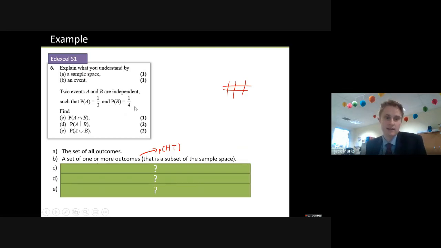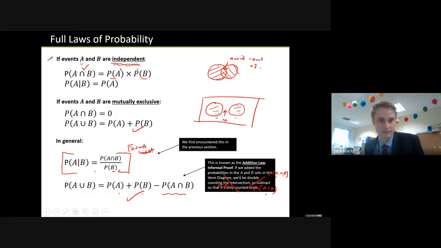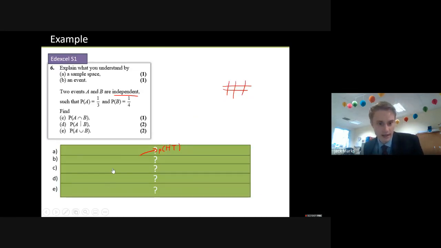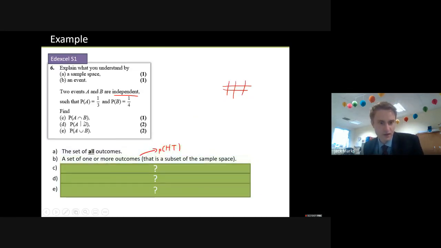Events A and B are independent. Well, as soon as I hear that, I think about this one here. My instinct is that independent questions tend to be something to do with that top line there. So find A and B. Well, when they're independent, you just multiply them together. You multiply A by B, so a third times a quarter.